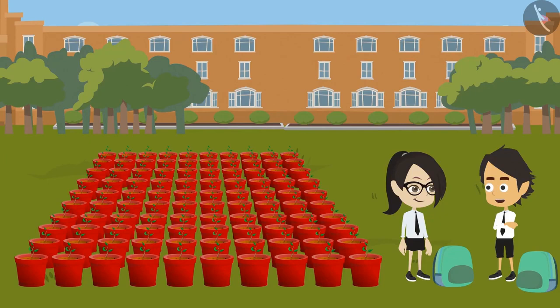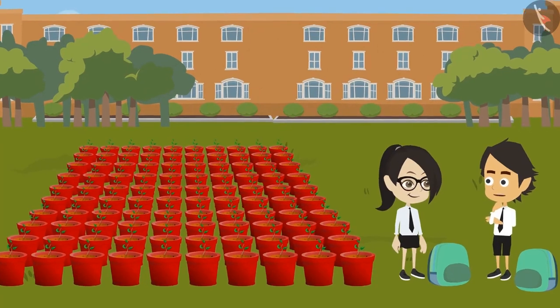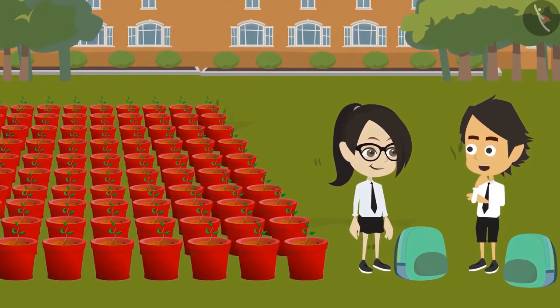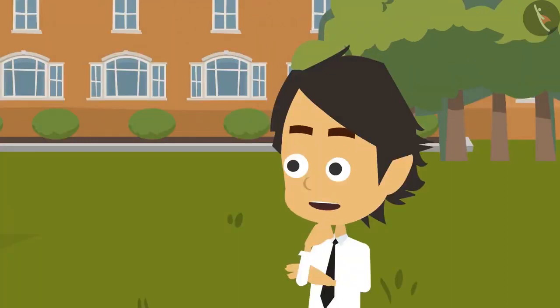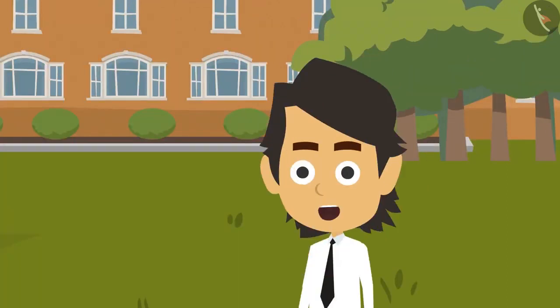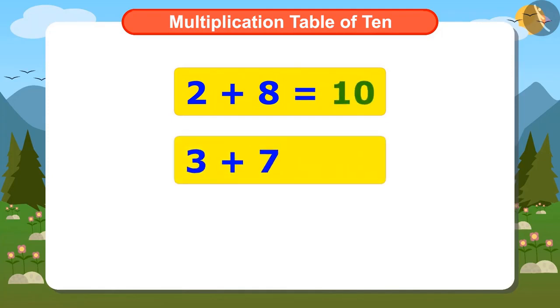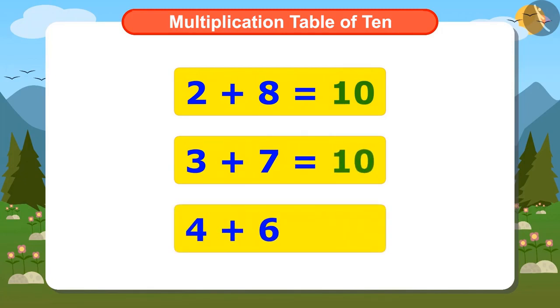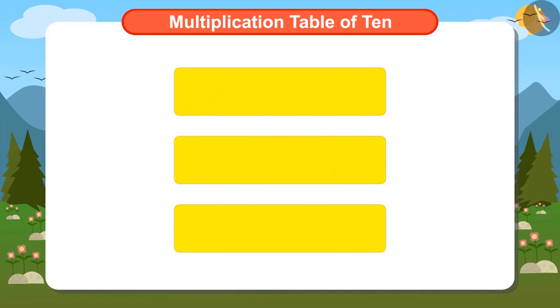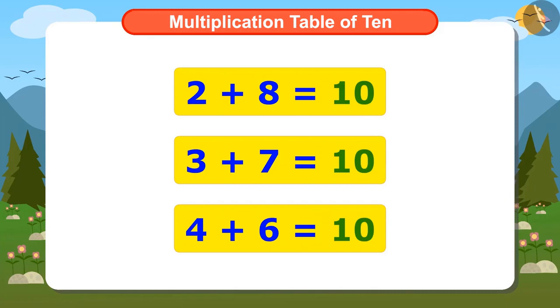Okay, I will use two small number tables to write the multiplication table of 10. For that, first I will have to find out which two numbers add up to 10. You can also help me find out. Adding 2 and 8 gives us the answer 10. Adding 3 and 7 also gives us 10. Similarly, adding 4 and 6 also gives us 10. Now we can use any one of these three groups or sets to find the multiplication table of 10.